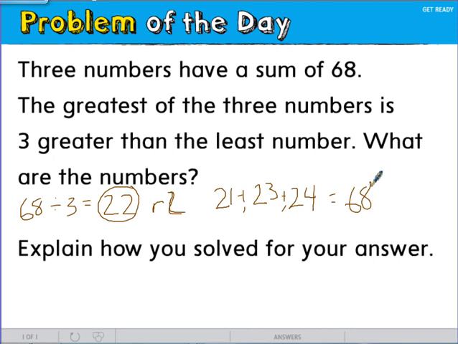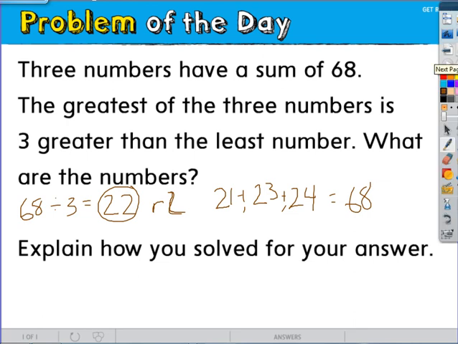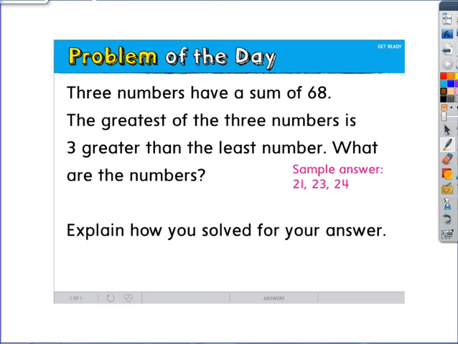So explain how you solved your answer. We divided 68 by 3. We have 22 remainder 2. And then we took our 22 remainder 2 and we said, okay, we need one more left over in order to make it. So we broke it down to 21. And that gave us 3 left over. And that 21 plus 3 is 24. And then we figured out that 23 was in the middle of it. Okay, it's a little bit of trial and error. So there we go.